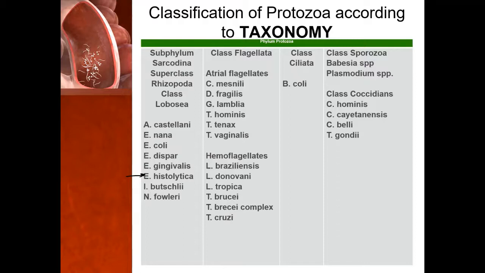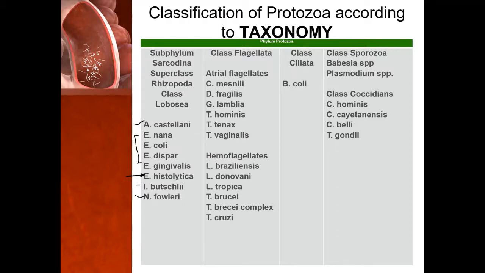So the only pathogenic here is the Entamoeba histolytica. However, we also have opportunistic amoebae here, so they can be pathogenic when the situation arises. So we have the Acanthamoeba and Naegleria. The other parasites are called commensals. Later on we are going to discuss them.